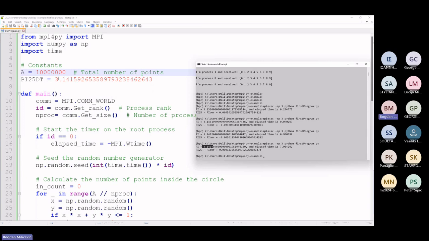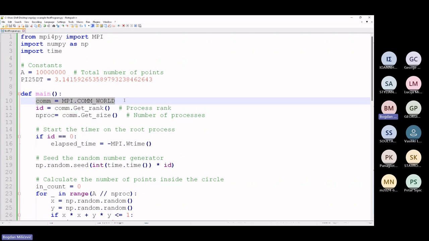You see, it's 3.14159, and we got 3.1414. Closer than this, for example, or than this, or than this. Okay, let's see the program.